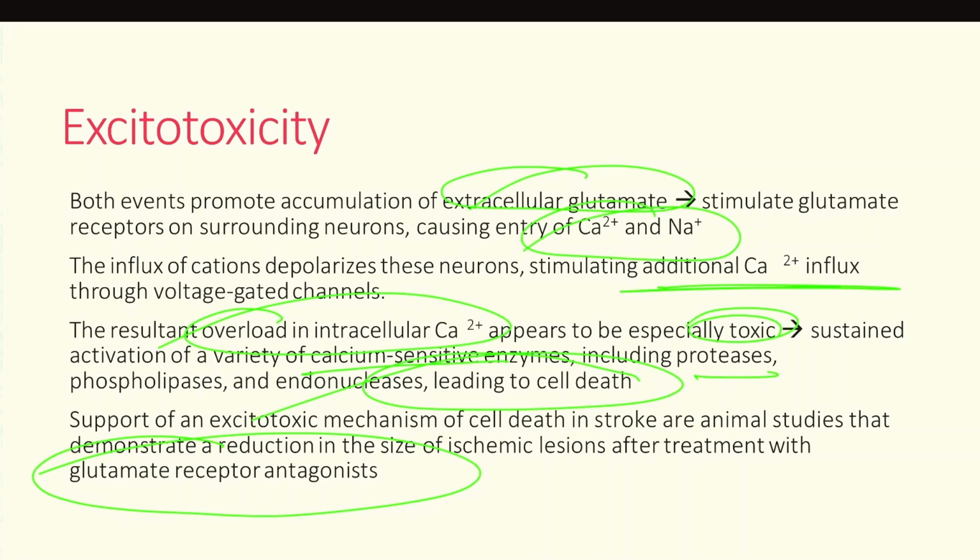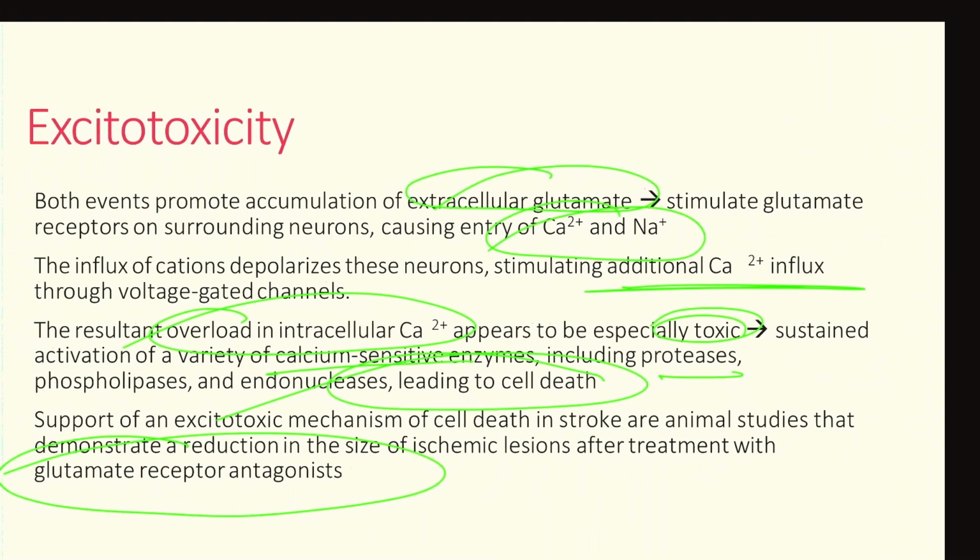It's like giving a beta blocker. You're blocking the beta receptors so that it doesn't have an effect on the heart. Same thing here. The glutamate receptor antagonist helps preserve the surrounding zone of ischemia to help with patient recovery.